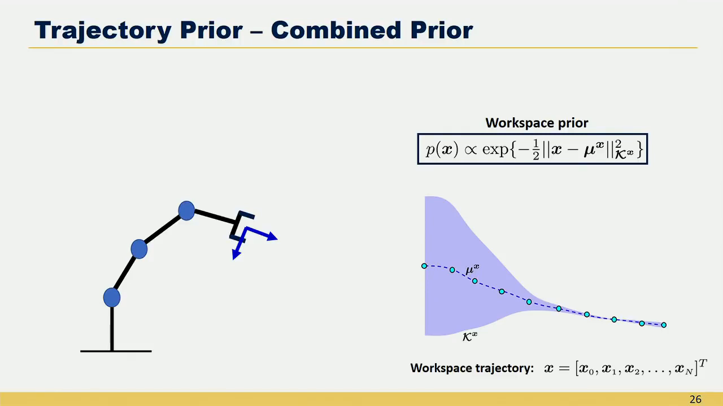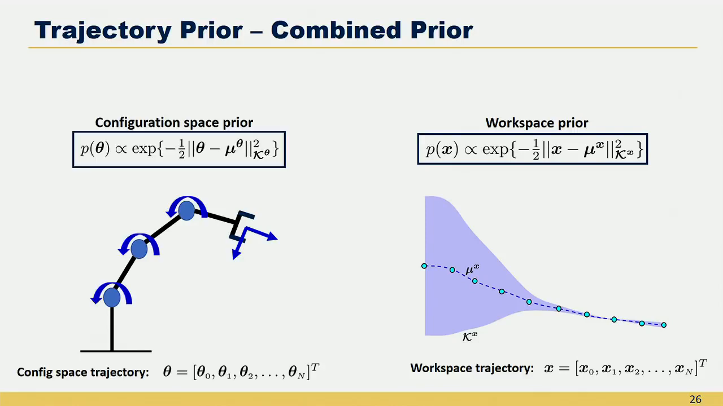However, this was all learned in the workspace. Eventually, since we have a robot, we want motor commands for a robot. It turns out for a high degree of freedom robot, this problem is underconstrained, since we can have multiple solutions for a given workspace trajectory. Simply put, we can enforce another optimality criterion in the configuration space by making use of another prior that we impose in the configuration space.